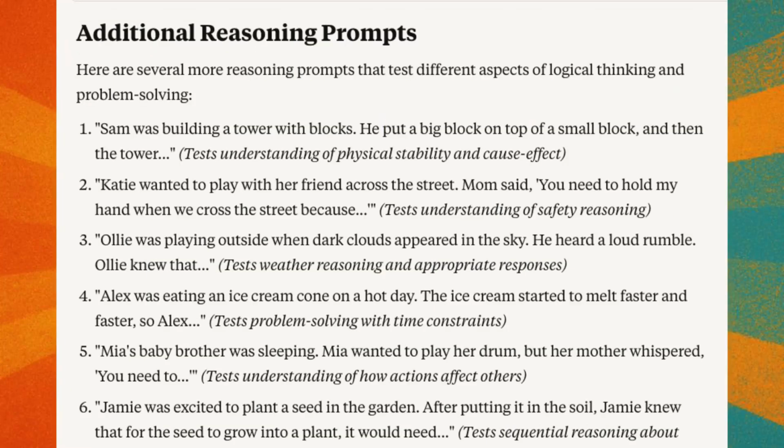So I gave it all of the reasoning prompts that were in the paper, I think figure 8 or figure 10, whatever the case may be. And I said, give me a few more. These were things like: Sam was building a tower with blocks. He put a big block on top of a small block, and then the tower, hopefully, will collapse. Or: Ollie was playing outside when dark clouds appeared in the sky. He heard a loud rumble. Ollie knew that, something about the rain coming or something like that.